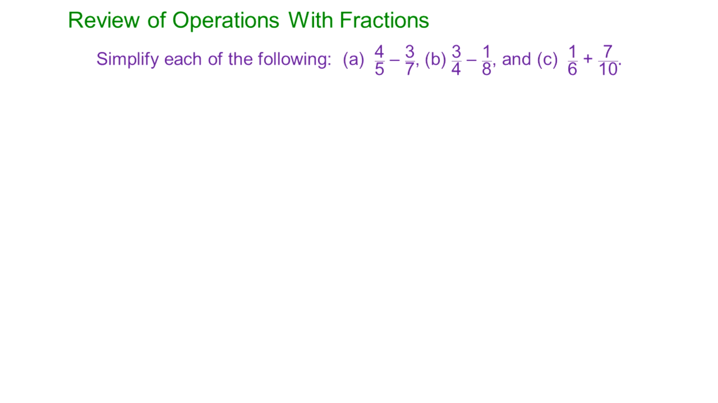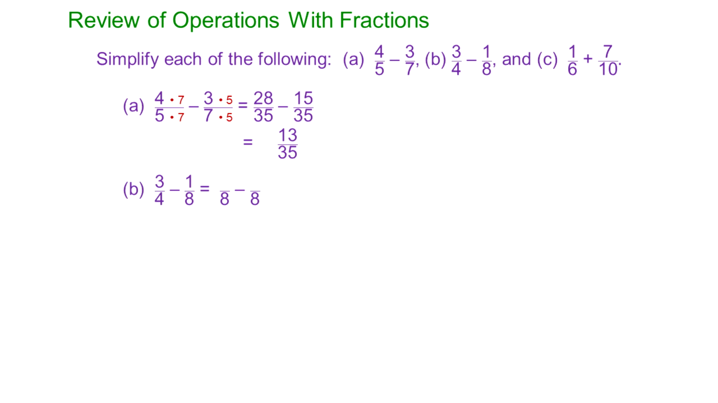Recall that, in order to add and subtract fractions, we must have a common denominator. For part A, my least common denominator is 35. Note that if I ask myself what multiplied by 5 gives me 35, and what multiplied by 7 gives me 35, I can give integer answers to both of those questions. To fill in the numerators, I can multiply both the top and bottom of the first fraction by 7, and I can multiply both the top and bottom of the second fraction by 5. This, of course, tells us that 4/5 minus 3/7 is equal to 13 over 35.